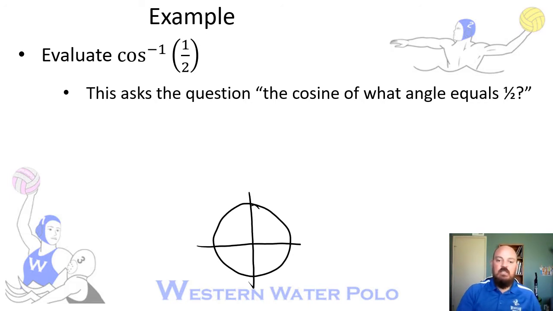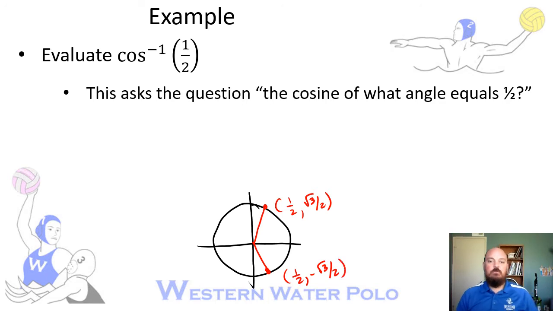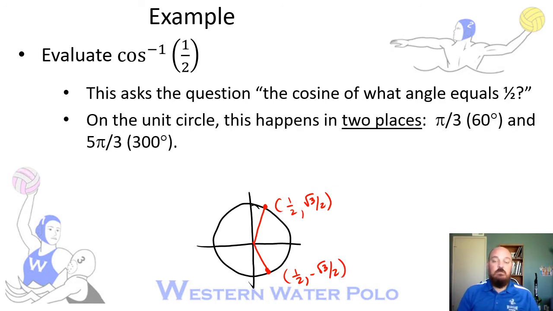But it could happen in two different places. It could happen at this angle right here, or at this angle down here, because this is the point 1/2 comma radical 3/2, and this is the point 1/2 comma negative radical 3/2. So basically what we're getting is two answers to this question. On the unit circle, this happens in two different places. That top angle in radians would be pi/3, in degrees it would be 60. And that bottom angle in radians is 5pi/3, or in degrees is 300.